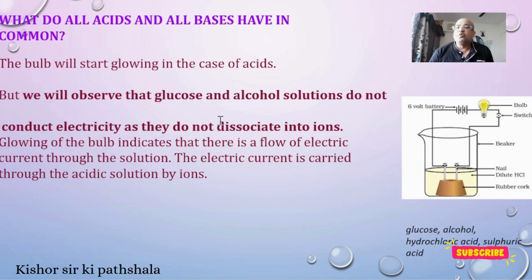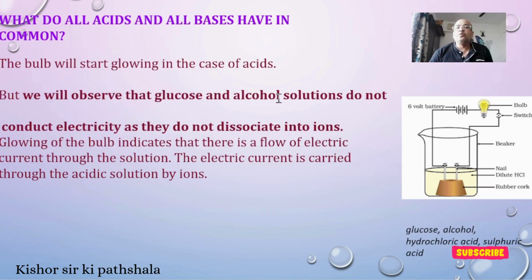Let's start with glucose first. Right, let us put glucose. The bulb will start glowing in case of acids. Now if you put acids into this, the bulb will start glowing through this electric circuit.